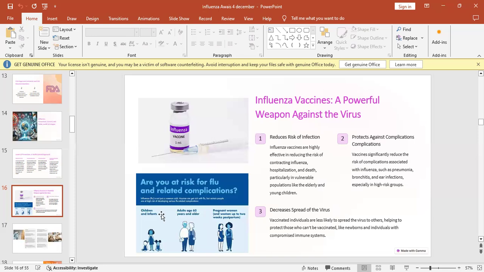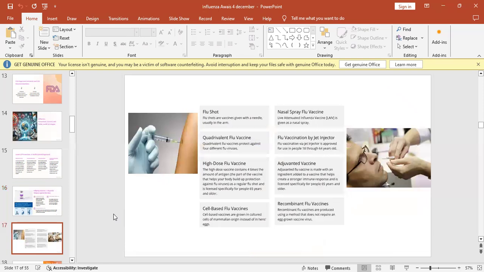Now, these are the high-risk populations: children and infants, adults whose age is above 65 years, and pregnant women. The vaccine is available as the flu shot that is given by injection, and as the nasal spray flu vaccine.